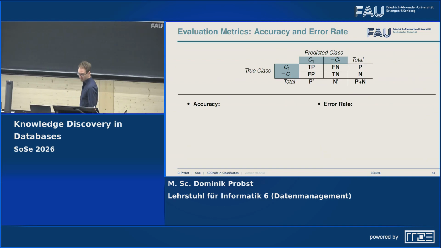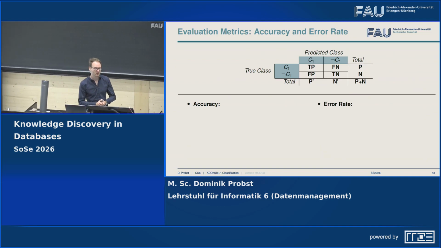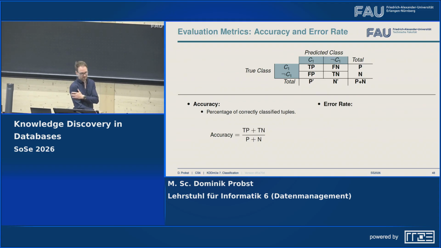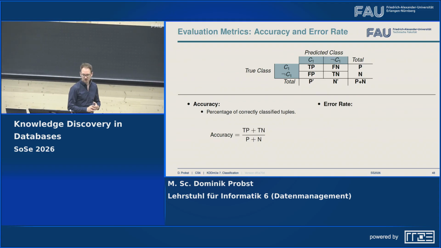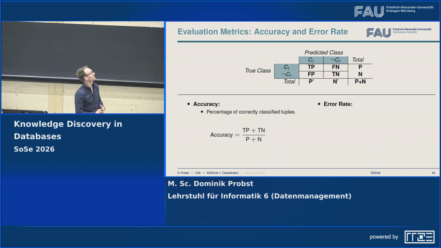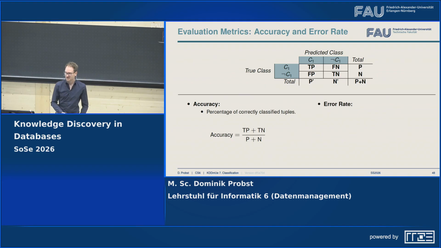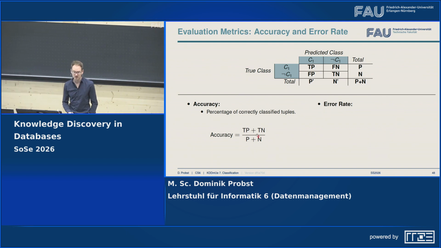We can then calculate a lot of different metrics. One very important metric, and arguably the most important metric, is the accuracy. That's the percentage of correctly classified tuples. Correctly classified tuples are basically the tuples out of the true positives and the true negatives. So every tuple which was correctly classified, divided through the total number of tuples, which is positives plus negatives in total, but that's simply the number of total tuples.